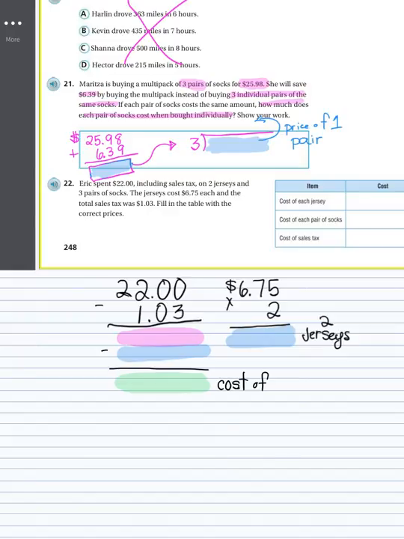So we need to figure out how much 1 pair of socks costs. So what are we going to do to figure out 1? We're going to divide. So you're going to take whatever this answer is in this green spot, and you're going to divide by 3.